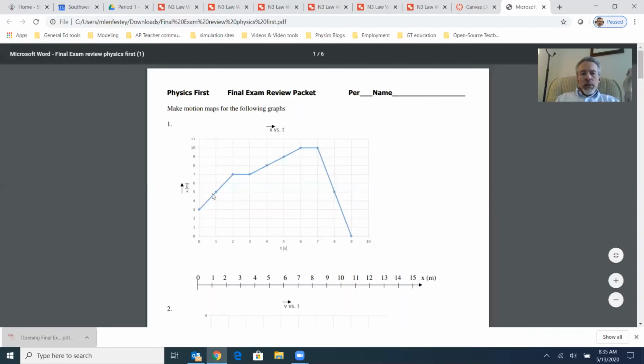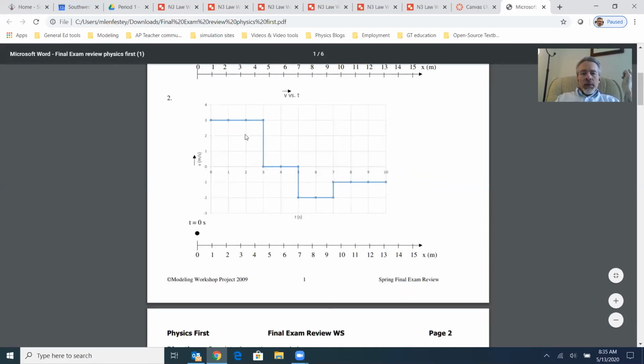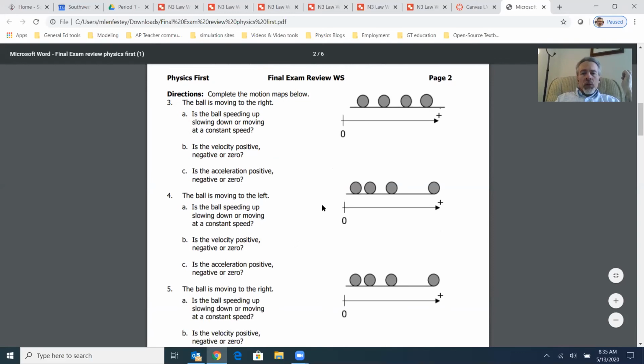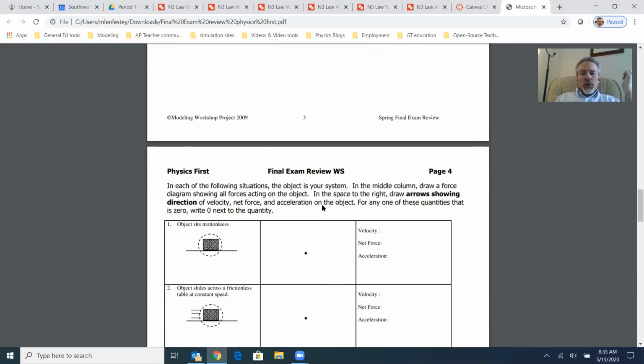It just has some of the stuff we looked at, graphs, and you had to draw motion maps, that's with the dots and the arrows. And here's a velocity time graph, and again, you draw motion maps. And here's some more motion maps, and you have to figure out, is the ball speeding up, is it slowing down? So that's the stuff we did in the very first part of the semester.